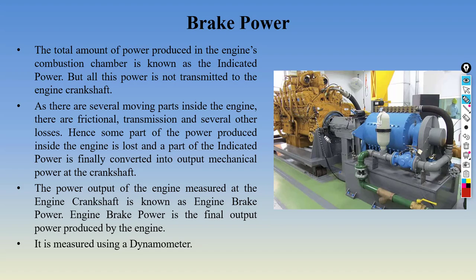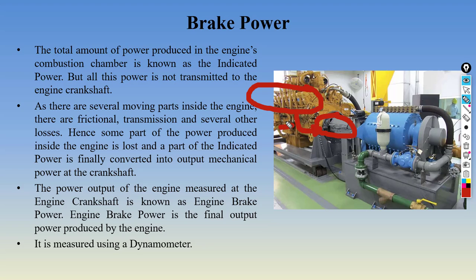What is brake power? Brake power is the final output power of the engine. The total amount of power produced in the engine's combustion chamber is the indicated power. But what is happening inside the combustion chamber? The piston is moving up and down. There is friction between the piston rings and the wall. Then there is a crankshaft which is rotating inside the crankcase, and there is some amount of friction between the crankshaft and the housing. So there is some amount of power lost between the cylinder and the crankshaft.